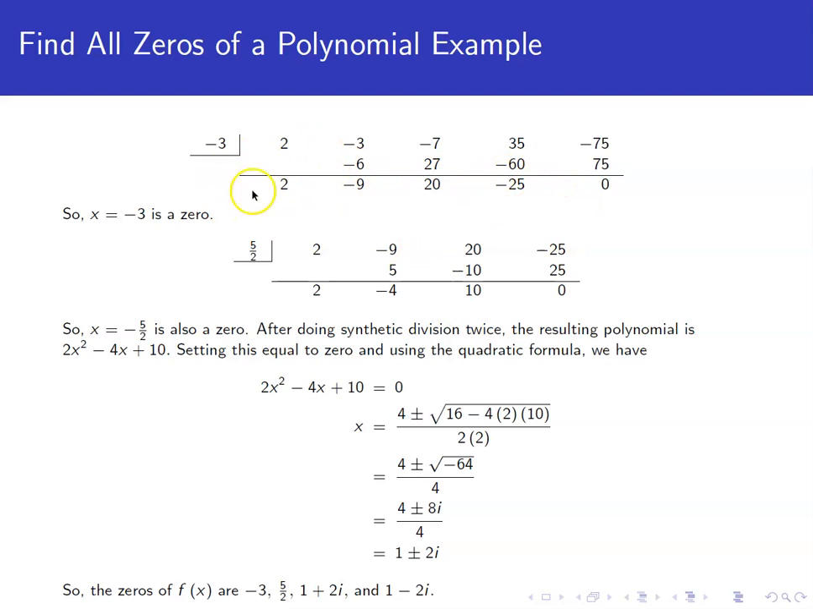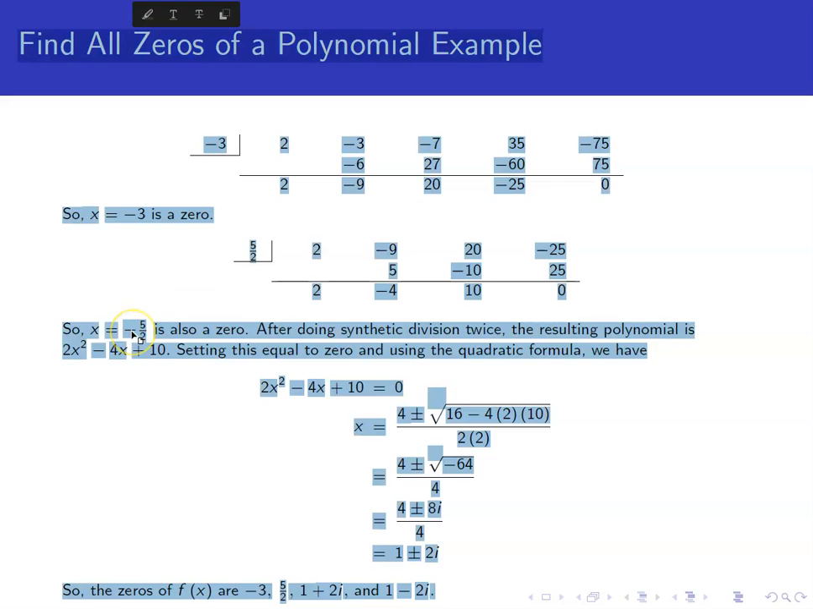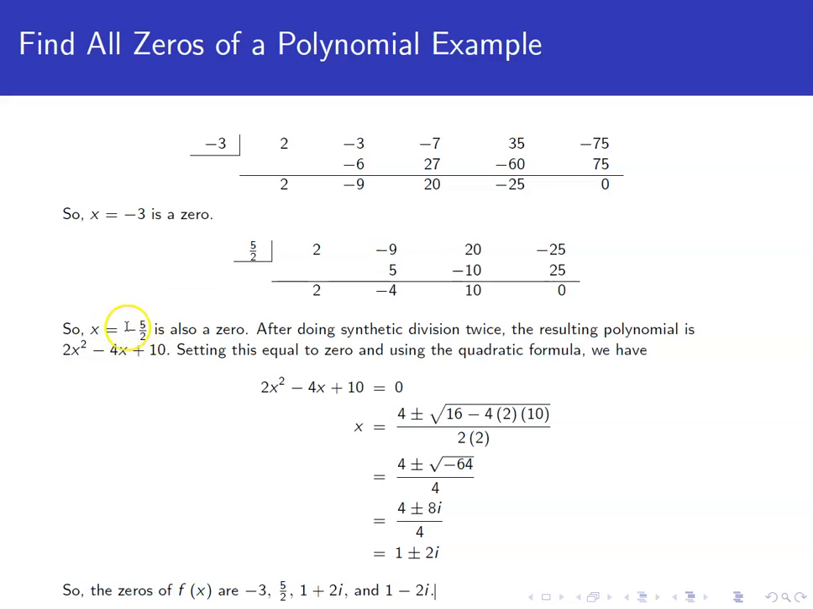Using those as our coefficients here, and then checking the 5/2 as well, going through your synthetic division, you'll get 0 at the end. This should say x is equal to a positive 5/2. That negative sign should not be there, so scratch that out if you're taking notes. It should say that just x equals 5/2 is also a 0. So after doing synthetic division twice, we started with a quartic, a 4th degree polynomial, and we are now at a quadratic, a 2nd degree polynomial.